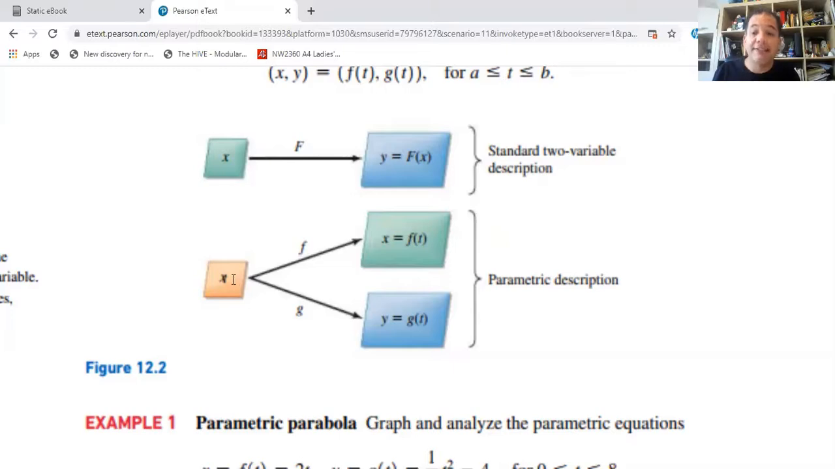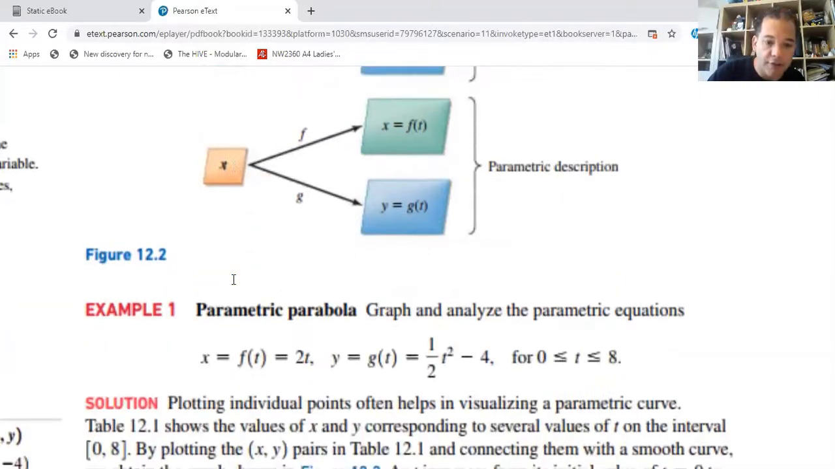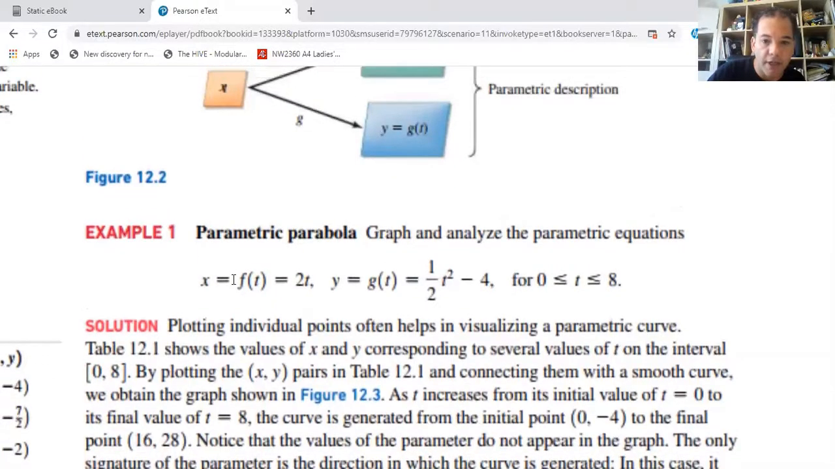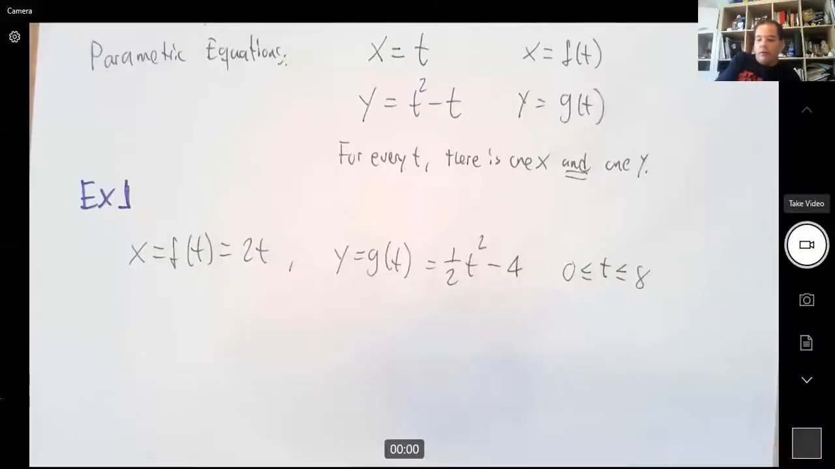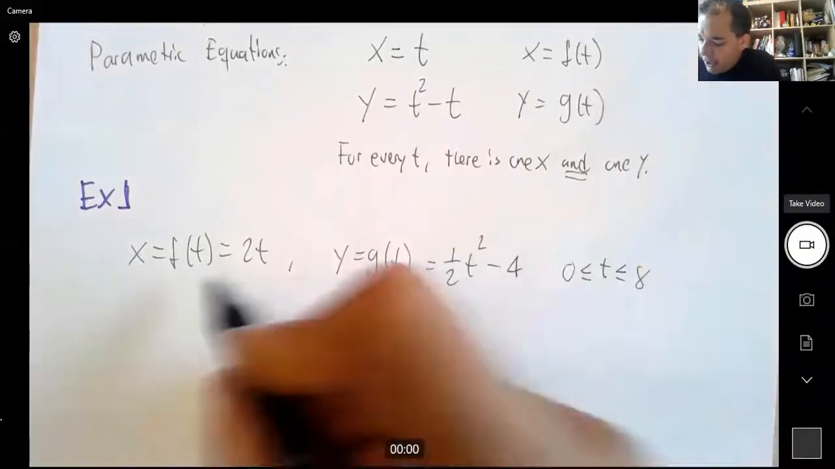And the variable is t, right? For every time t, you get an x coordinate and you get a y coordinate, right? So, okay, let's do this example. It says graph and analyze the parametric equations. Okay, so how do we analyze it?